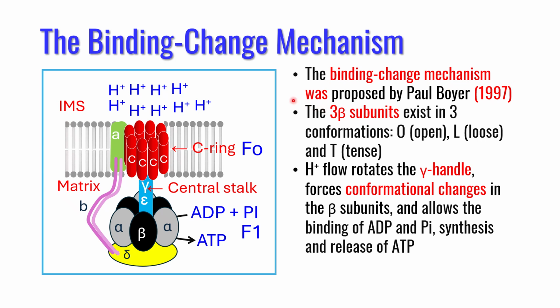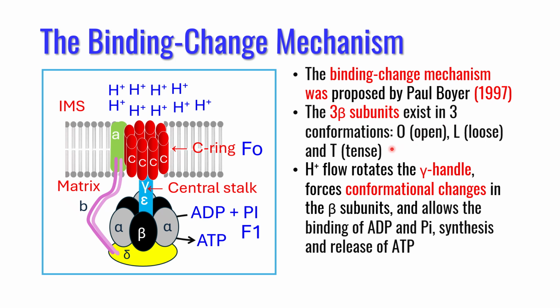These are the open or O conformation, which has low affinity for ATP and therefore allows the release of ATP into the medium. L is the loose conformation, which allows the binding of ADP and Pi substrates. It will not allow the synthesis of ATP. And the T or tense or tight conformation, which supports synthesis of ATP. However, it will not allow release of ATP because it has the highest affinity for ATP.